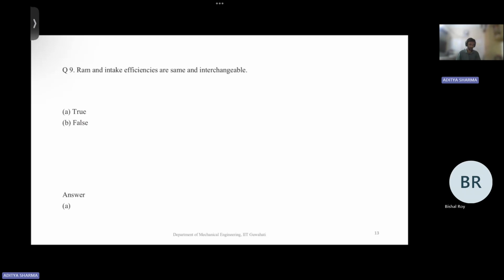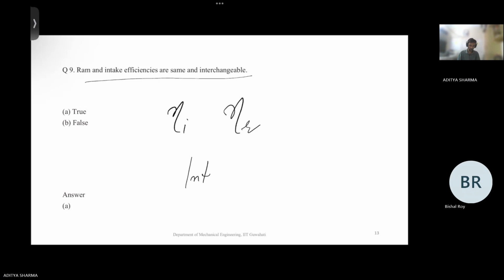So this says that RAM and intake efficiencies are same and interchangeable. So whether this is correct or not. This is also a correct statement. Right. So this and this can be used interchangeably for the intake of an aircraft engine. So this is a true statement. This is correct. Right.